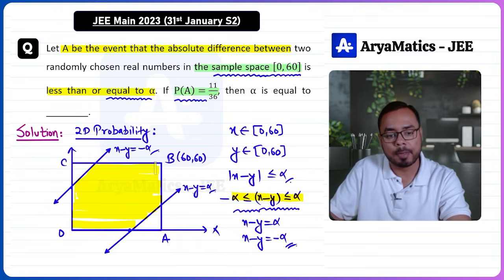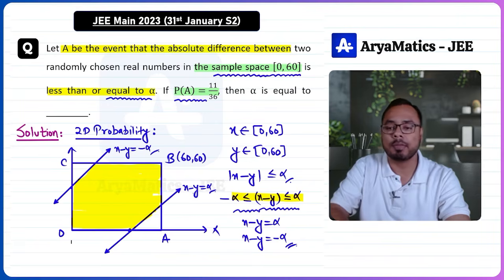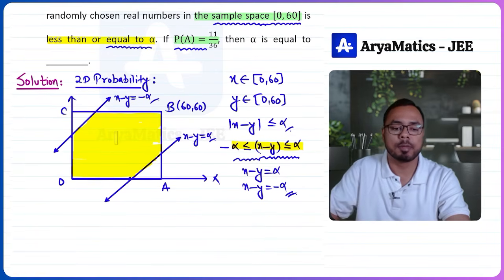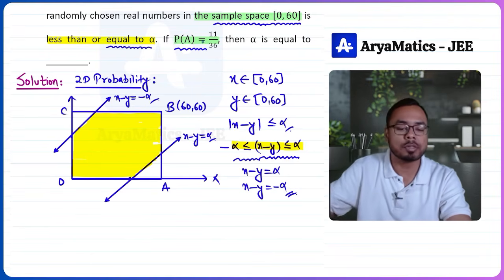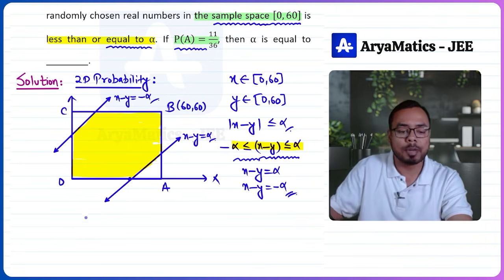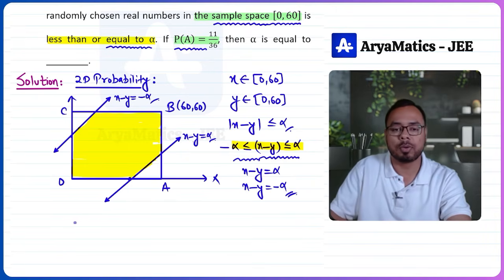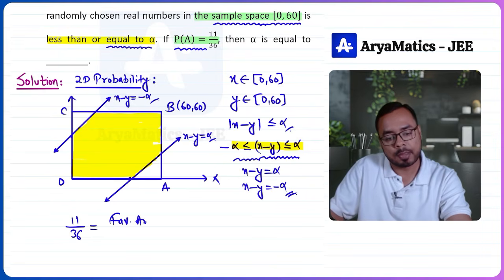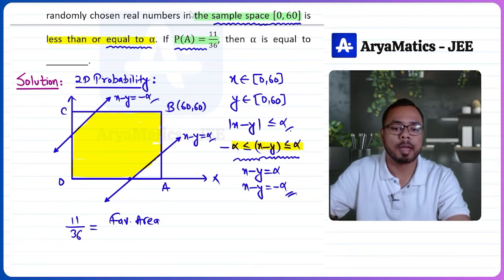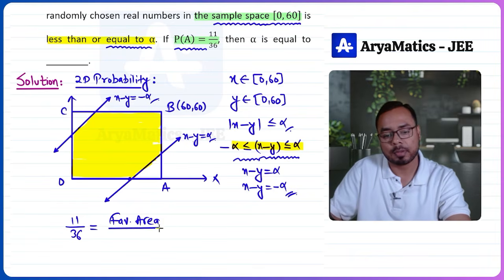The sample space will be the square here, right? Take any point inside the square, and for that point x and y will be between 0 and 60, and the favorable region will be the area shaded in green, the area between these two lines. Now we know that in case of 2D probability, the required probability is favorable area divided by total area, and it is given that the required probability is 11 by 36. So 11 by 36 must be favorable area divided by total area, and from there, we need to find the value of alpha, right?